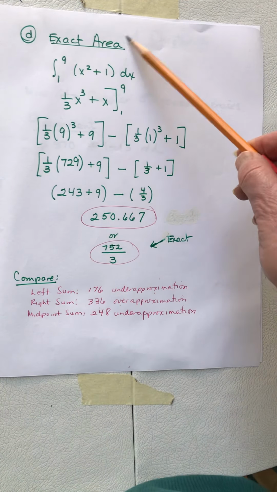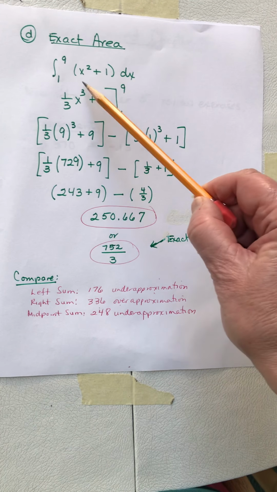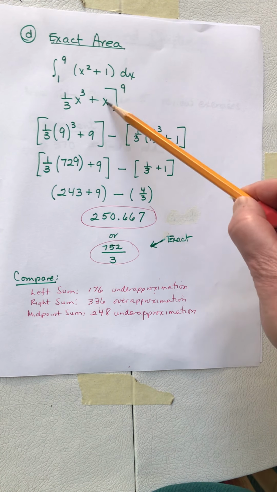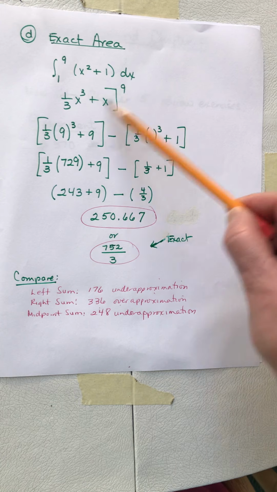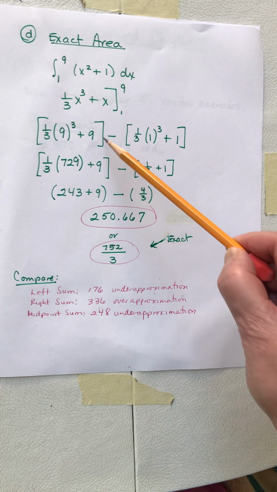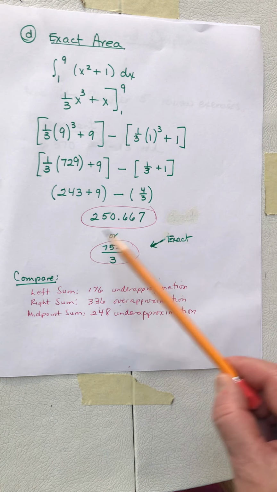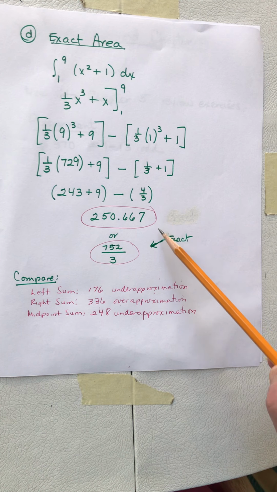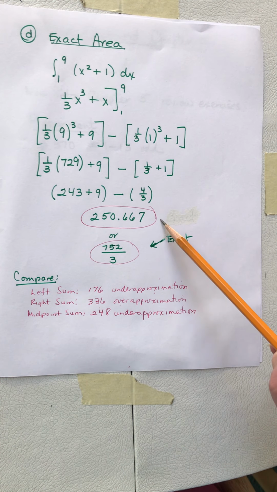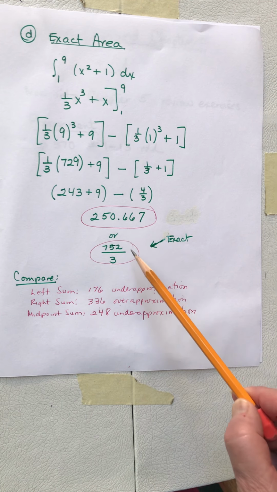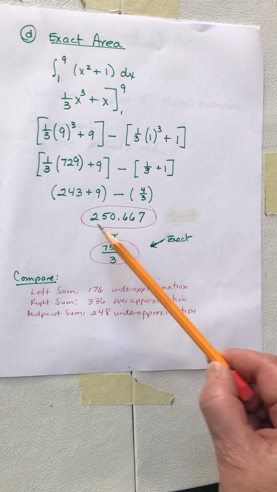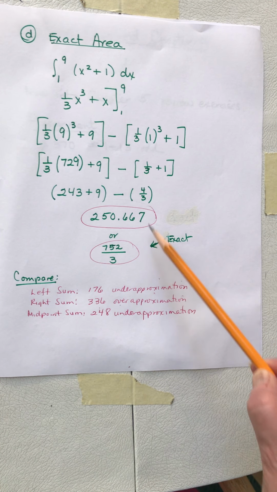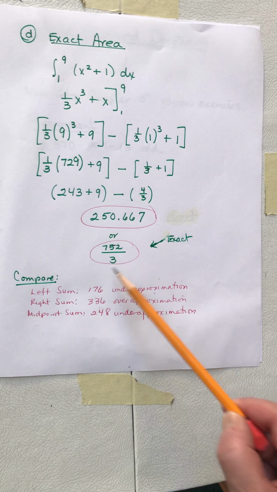So here's the exact area. We integrate from 1 to 9 our function x squared plus 1. Find the antiderivative, 1/3 x cubed plus the antiderivative of 1, which is x. Plug in a 9 first, plug in a 1, subtract it, worked it all out, and got for the exact area of the region bounded by the curve, the x-axis, and the vertical lines at x equals 1 and x equals 9 is 250 and 2/3, which as a decimal approximation is 250.667. The exact, without even rounding the decimals here, is 752 over 3.